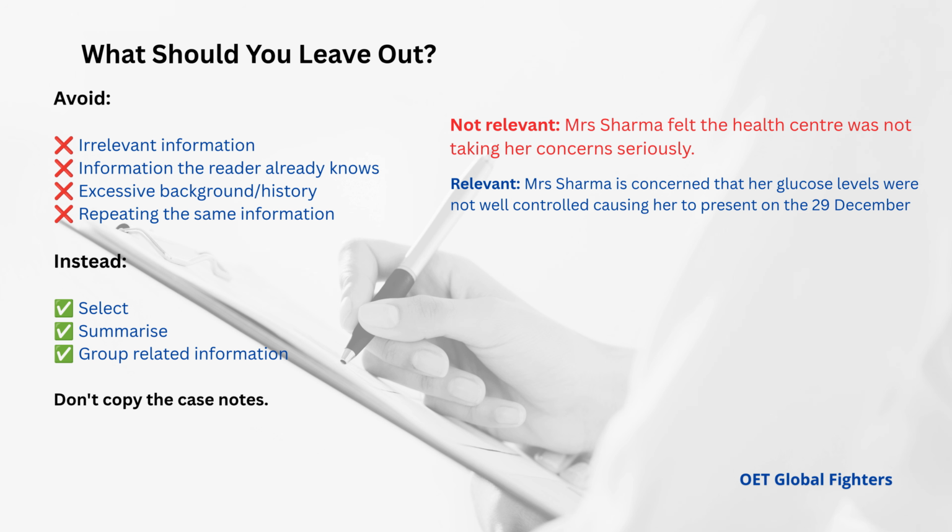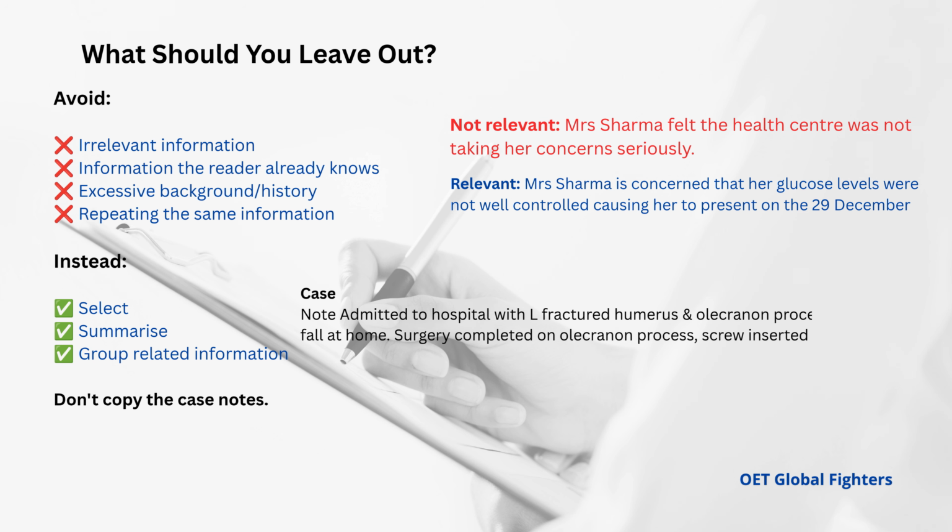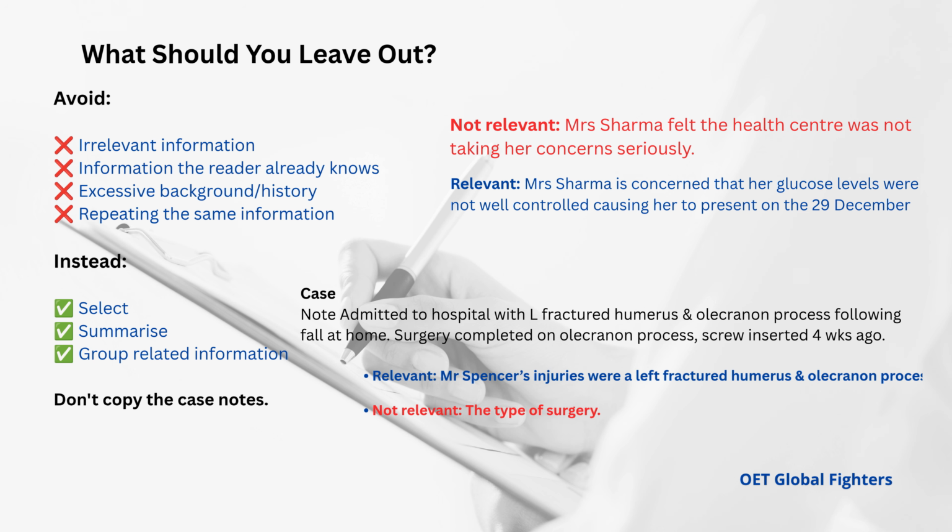Second, too much history. Imagine the patient has had several consultations over the last few months. You don't necessarily need to describe every single visit. You need to summarize the information that is still relevant to the current situation. The guide gives an example where a patient's injury and the fact that surgery occurred are relevant, but the exact type of surgery isn't necessary for the occupational therapist's ongoing care. So, again, don't copy the case notes, summarize them.